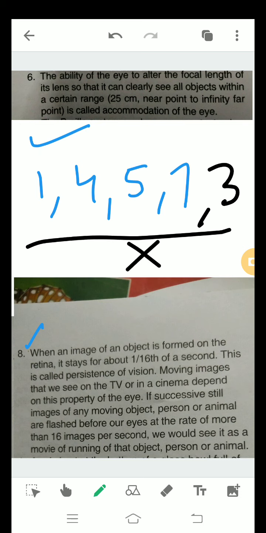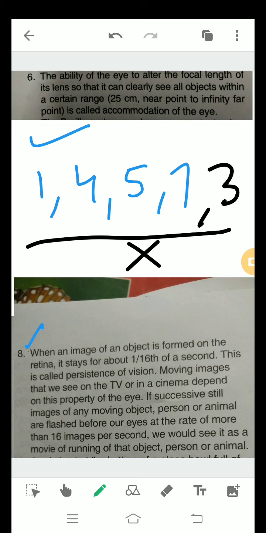Now, question number 6. What do you mean by the accommodation of eye? What gives the eye the power of accommodation? The ability of the eye to alter the focal length of its lens so that it can clearly see all objects within a certain range, that is 25 centimeter near point to infinity far point, is called accommodation of eye. Now question 7, no need to do 7. Come to the 8th part.